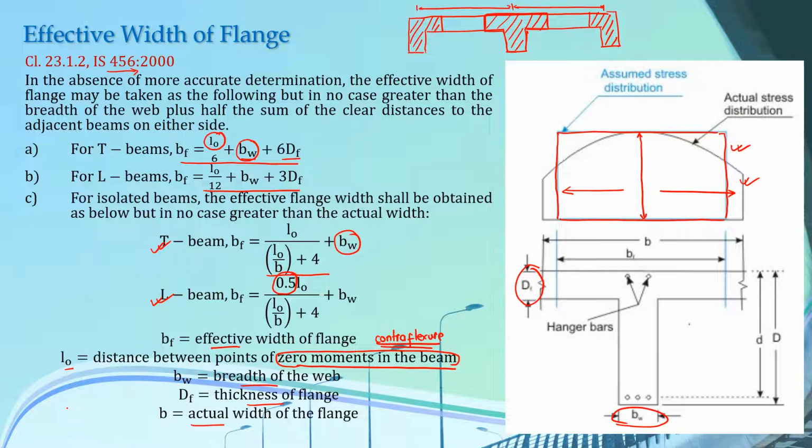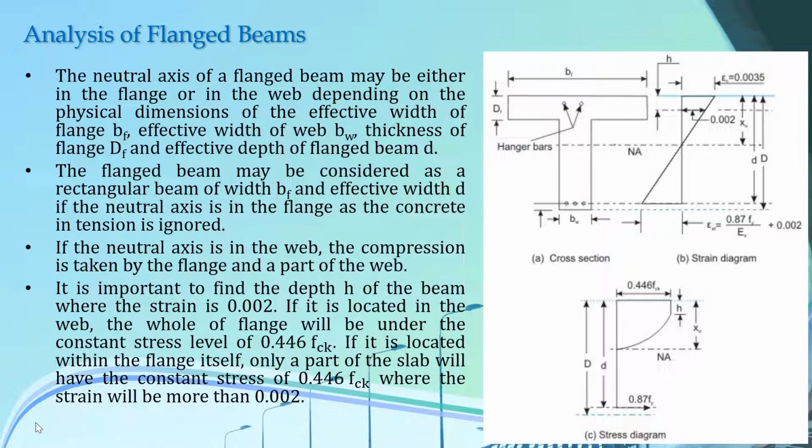Now after determining the effective width of flange, you can go to the analysis of your beams, but before going to analysis, there are some conditions or cases that you must know. So let's see here. The neutral axis of a flanged beam may be either in the flange or in the web depending on the various physical dimensions of your beam. For example, effective width of both web and flange, thickness of flange, and also effective depth of flanged beam, that is total D.